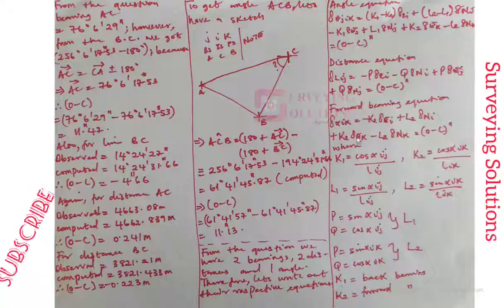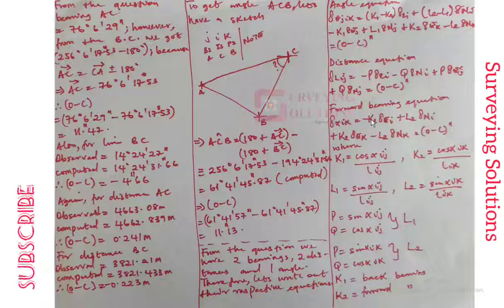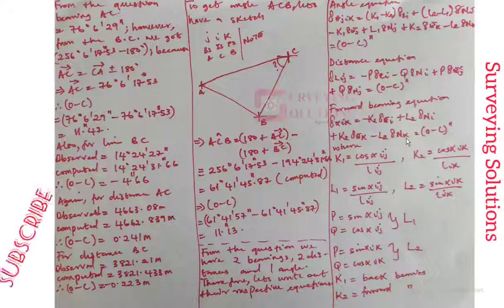L2. That of delta easting for your forward station, which is the K, is what? Plus K2. Sorry, the first one is minus K2. Then the second one is what? Plus K2. Then that of the delta northing for your forward station is what? Minus L2. So as you can see this equation, you just need to take note of them. They are very, very important. Equal to what you observed minus computed, right?